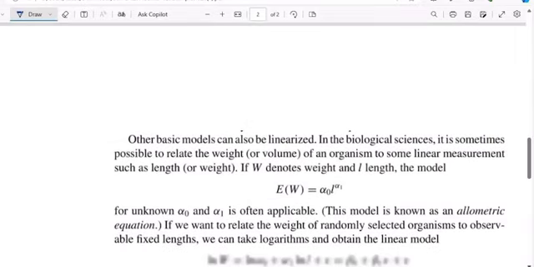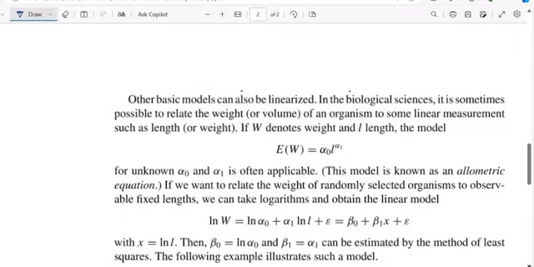Okay, we have this model now, right? They gave you this model. In biological science, it's sometimes possible to relate the weight of an organism to some linear measurements such as length. This is like relating the weight of an animal with length. If I know the length, can I predict the weight on average?